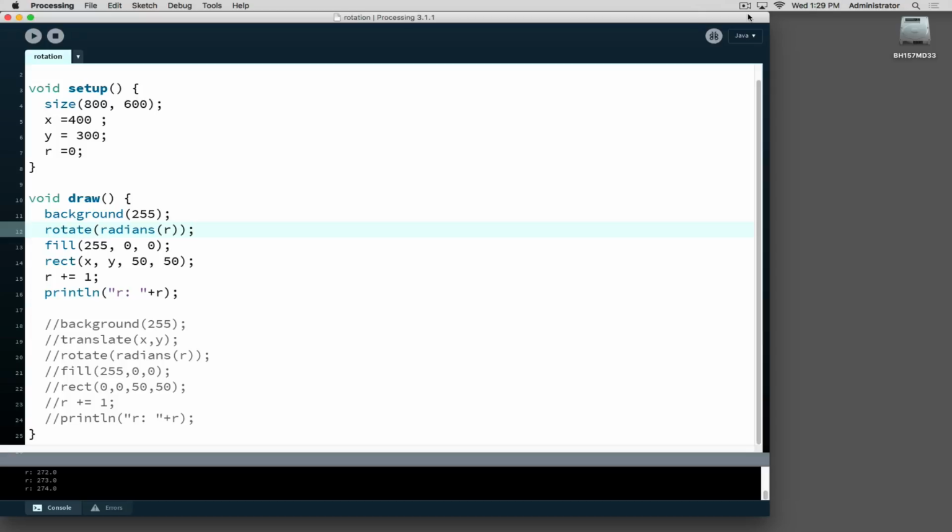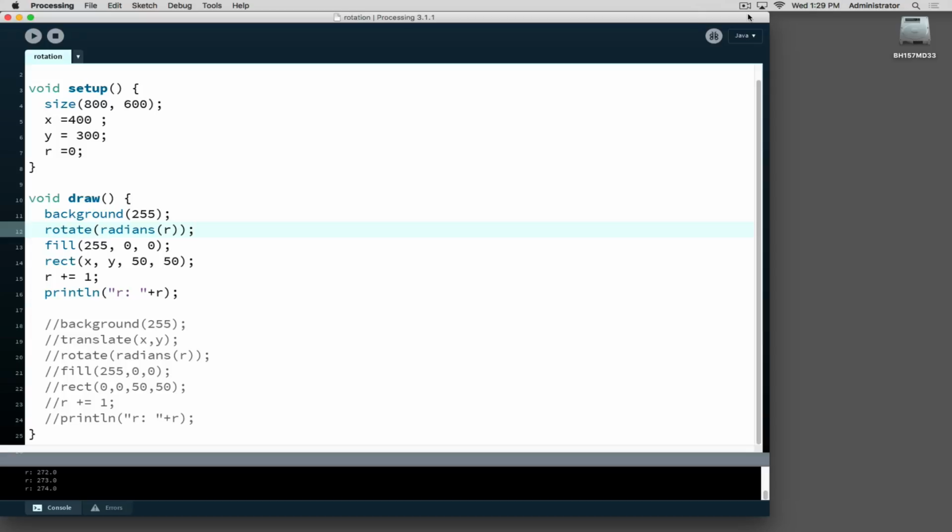Most of us have grown up using degrees as a unit of measure. So we say, oh, I'm going to turn all the way around, I'll do a 360 degree turn. We don't say a 2 pi turn. It would be kind of funny if we did, but we don't.